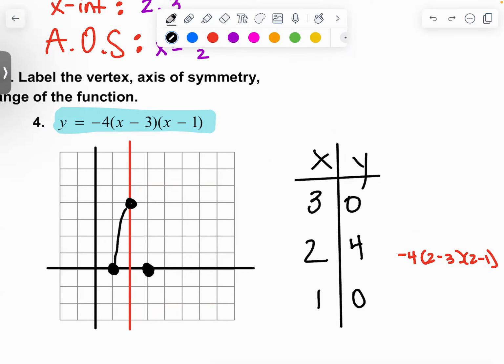I am not doing a good job of graphing these today. Make sure there's a curve to that. Now, does it surprise you that it's skinny? No, we knew that. We knew it was going to be reflected and vertically stretched, aka skinny, because of that negative 4.